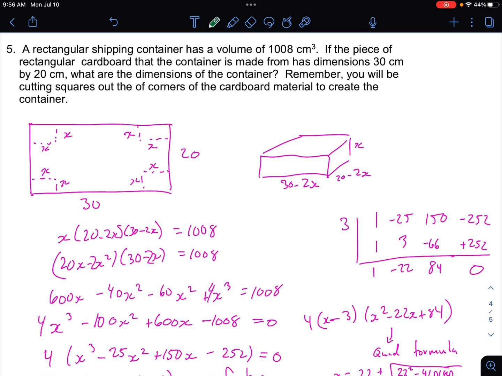And the last one, you had a shipping container, it's 30 by 20, and then it's asking for the dimensions, but we're going to cut out corners. So each corner is going to be missing a little, let's say, x from it. They're all the same. So the 30 length is missing 2 x's from it. The 20 width is missing 2 x's from it, and that would make the height now x.